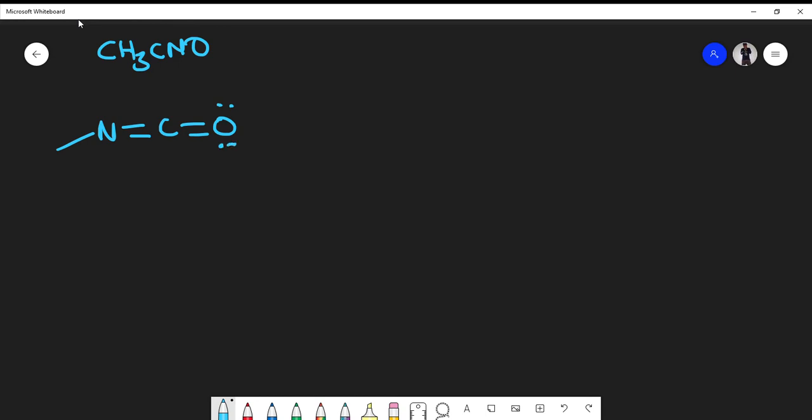Right, so this structure is given in the problem. How many resonance structures can we draw for this compound? How many resonance structures can we draw? Well, we sure can draw a lot, but let's see how many, right?